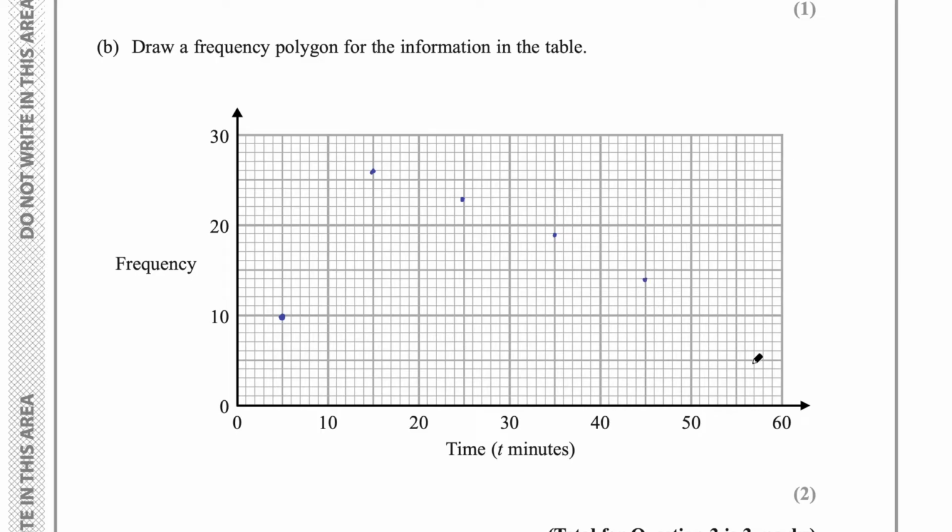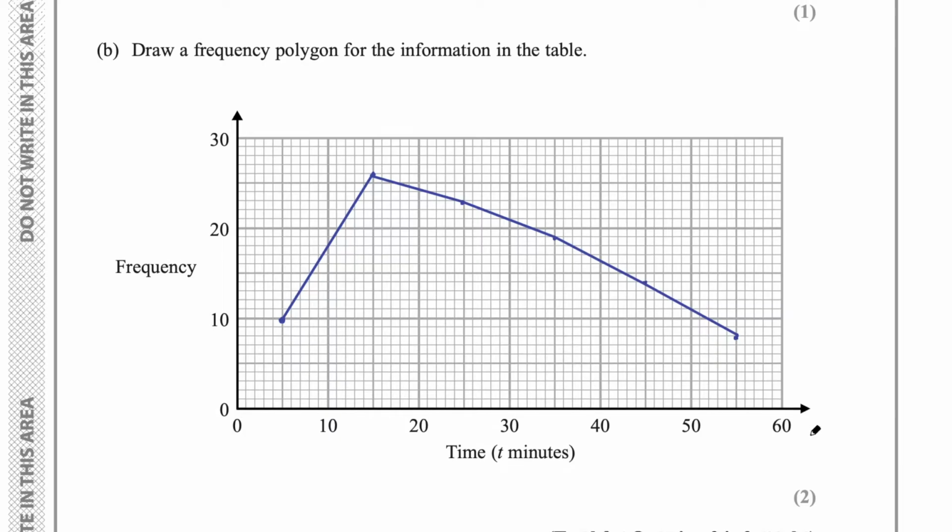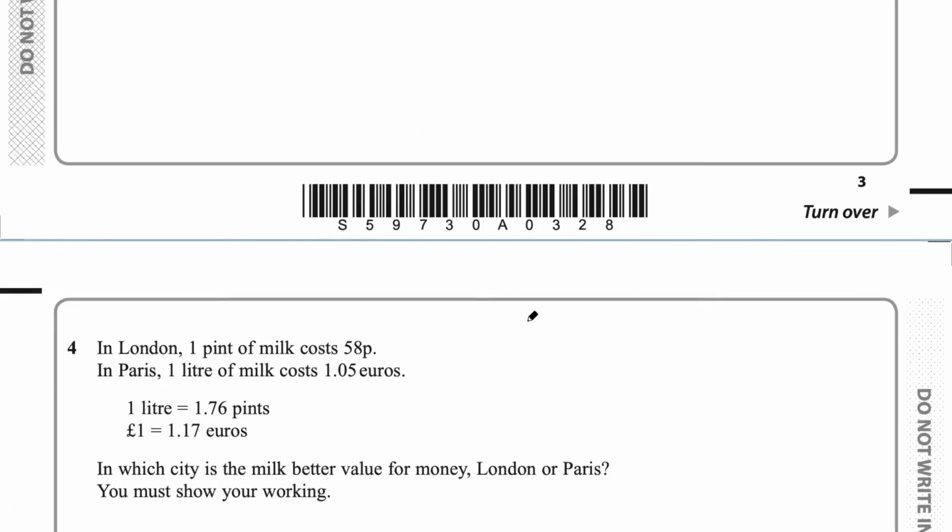And the last one, 55, 8. Okay, then you just need to go ahead and join those up with straight lines using your ruler, and then you're done. And it doesn't really matter if you join them up to the x-axis. All they really care about is that you're getting that part correct. So you can join them up or not, you'll still get the mark. So that was part B for 2 marks and question 3 for 3 marks.